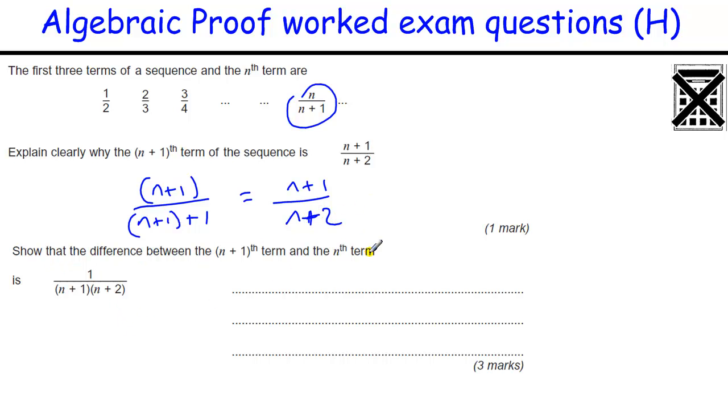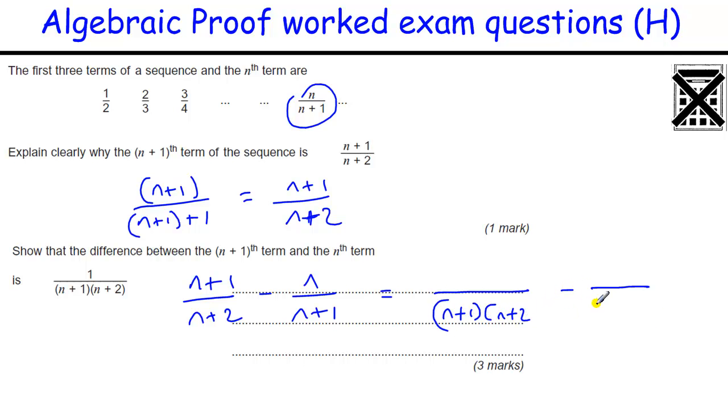Now, showing the difference between the two things is this. Then we've got the difference means to take them away, so a bit of algebraic fractions. I need to put them all over n plus 1, n plus 2. And this one I've times that by n plus 2, I've times that by n plus 1, so I've actually got n plus 1 times n plus 1. And this one I've times by n plus 2, so I've got n times n plus 2.